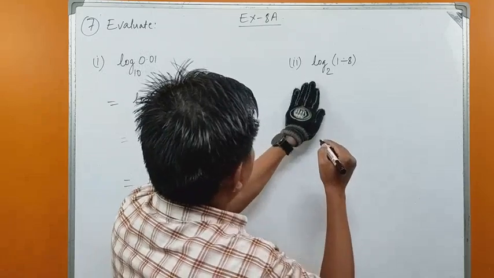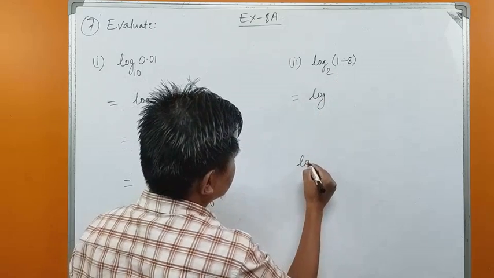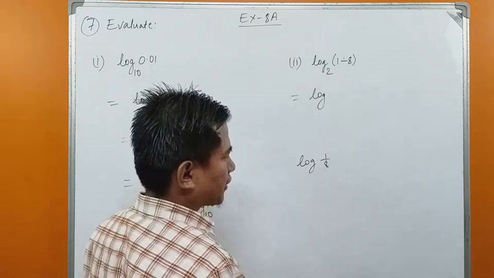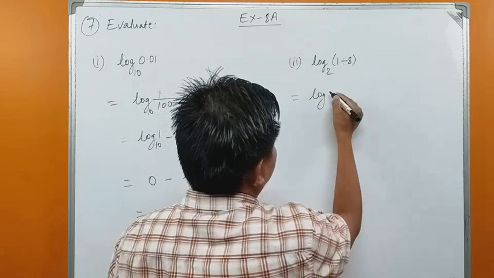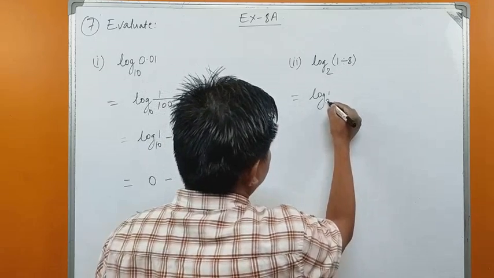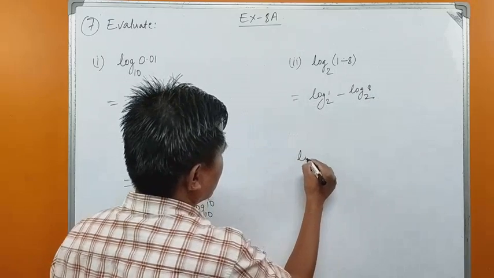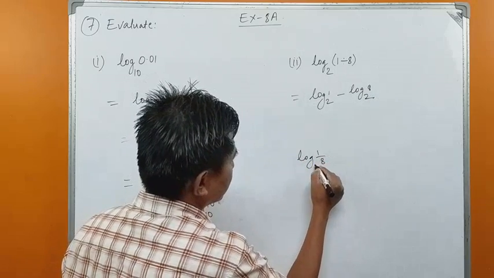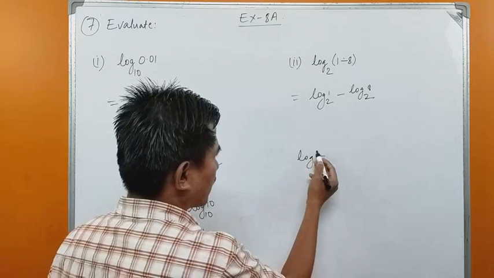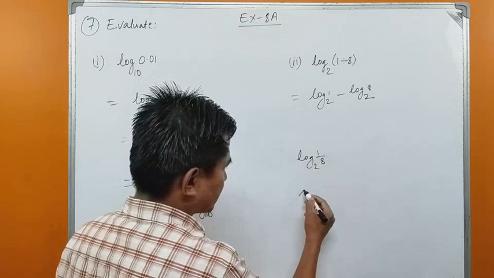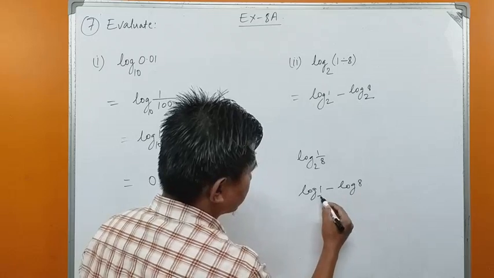So log, okay, equals to log, this is divide, isn't it? Divide means log 1 upon 8, isn't it? Divide means 1 upon 8. So when we have divide, we write minus, isn't it? So log 1 to the base 2 minus log 8 to the base 2. Log 1 upon 8 and log 1 divided by 8, same thing. This can be written as log 1 minus log 8 to the base 2.